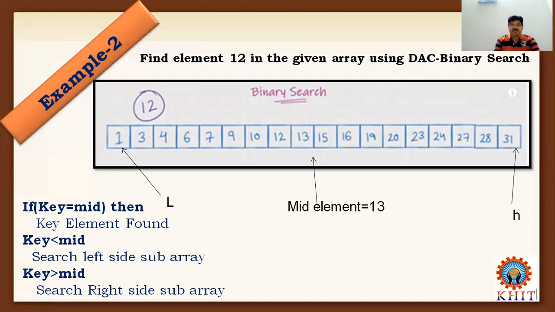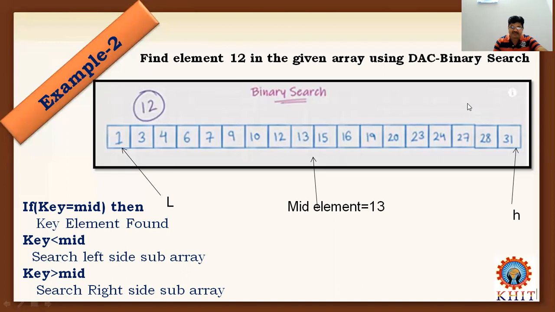To solve this problem using binary search, the first point is to ensure that all the elements in the given array are in sorted order or not. We need to verify this first of all. If the elements are in sorted order, then only we can apply the divide and conquer technique to binary search. So here the size of the array is 18, and all the elements kept in the array are in sorted order.